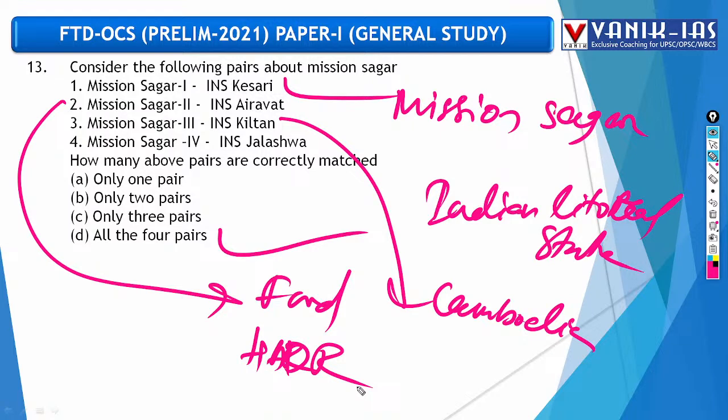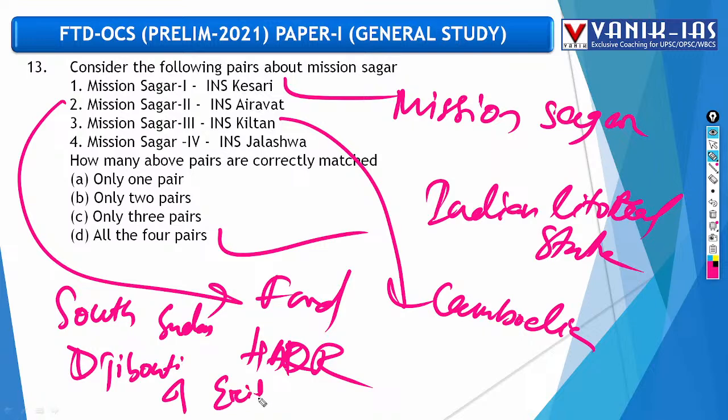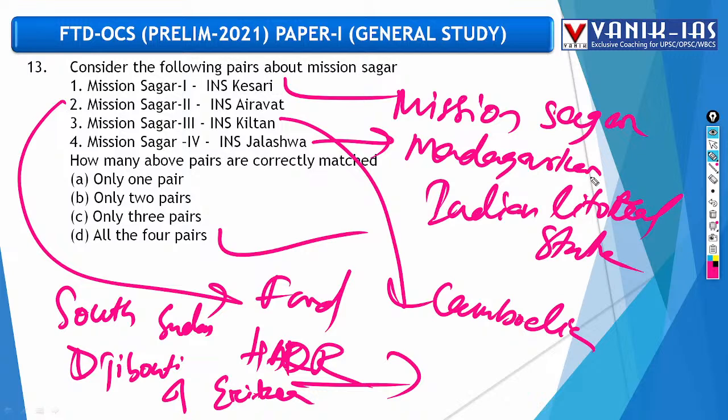INS Airavat delivered aid to South Sudan, Djibouti, and Eritrea, near the Horn of Africa. And INS Sagar 4 went to Port Ihoala, Madagascar. It delivered a consignment of rice and medicine near Madagascar. Remember, Port Ihoala.